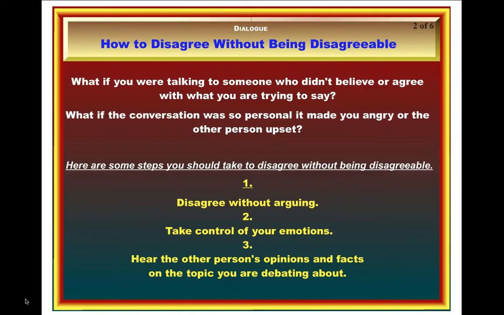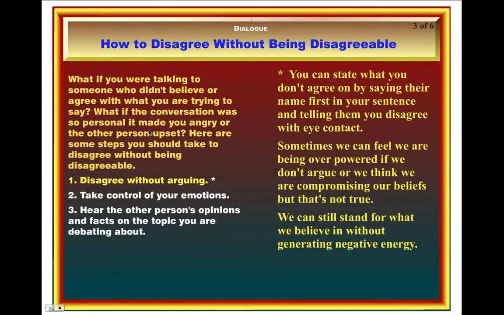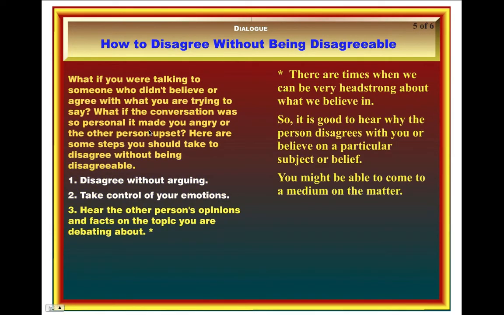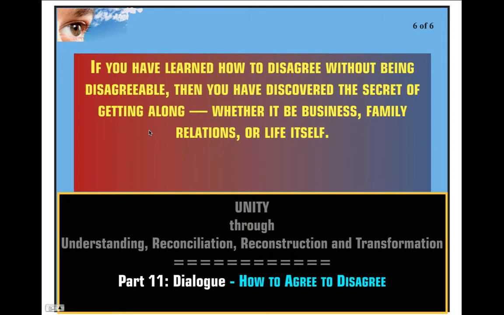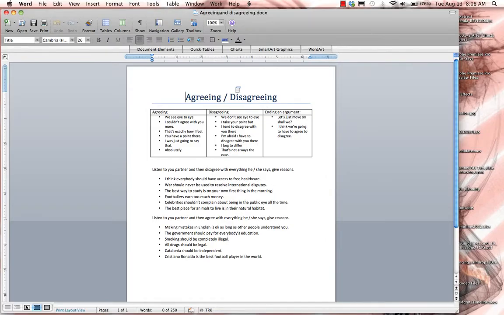And then we go into a 4-slide PowerPoint discussing how to disagree without being disagreeable. And then we go into an agreeing and disagreeing lesson where each student will role play using the verbiage in order to agree with a person, to disagree with a person, or to end an argument.